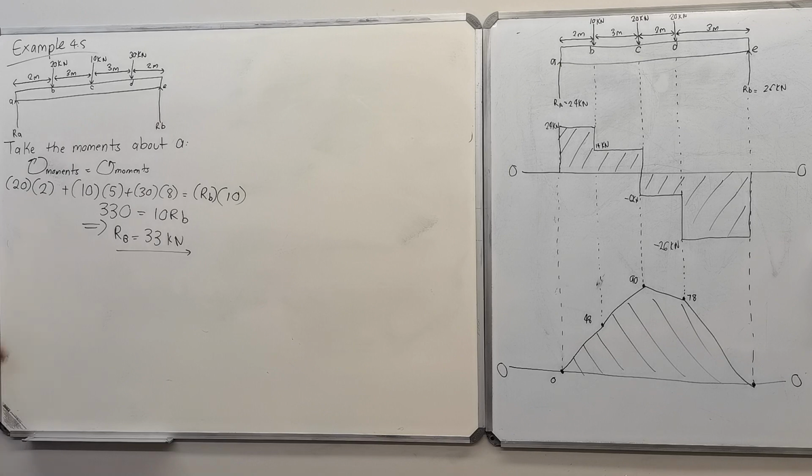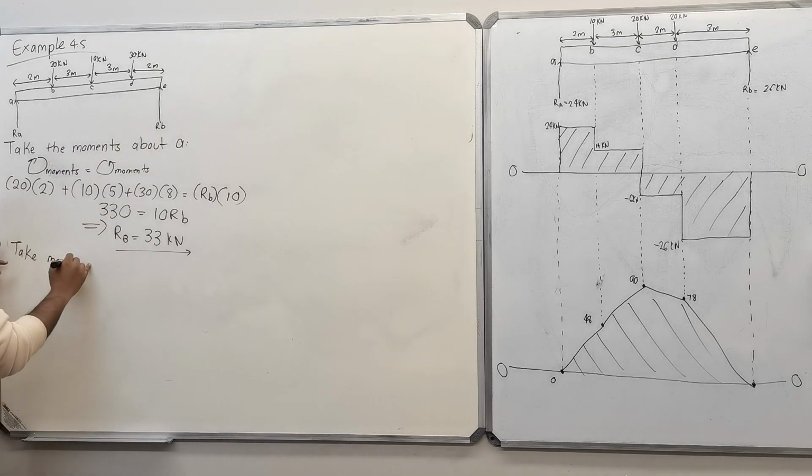Then we'll say, take the moments about E. So far we're okay, right? This is normally how we would answer questions. Take the moments. Is it E or B? I'm calling this reaction B, of course.